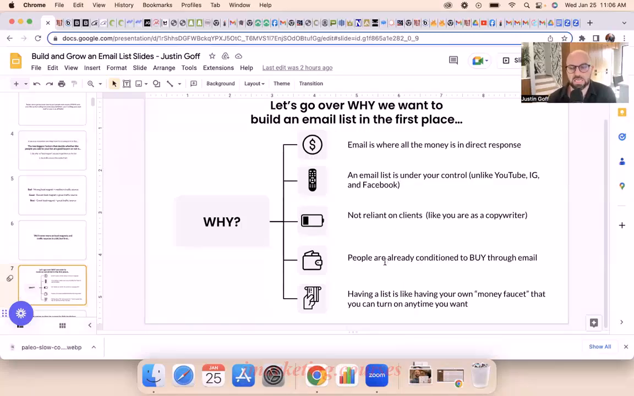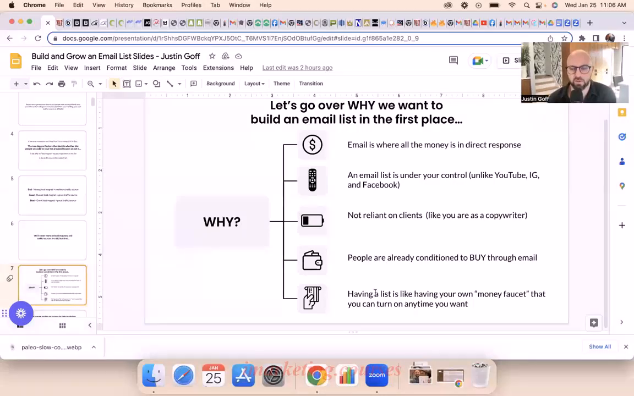People are already conditioned to buy through email. Email has been around for 25 years and people are pretty used to getting offers through emails and buying stuff through emails. So people are already conditioned to buy stuff through email. This is why having an email list, having 10,000 people on an email list, is worth way more than having 10,000 people following you on YouTube.